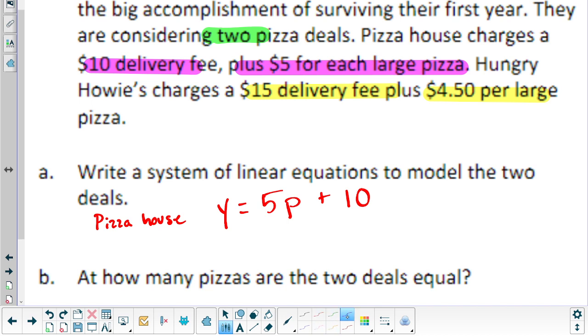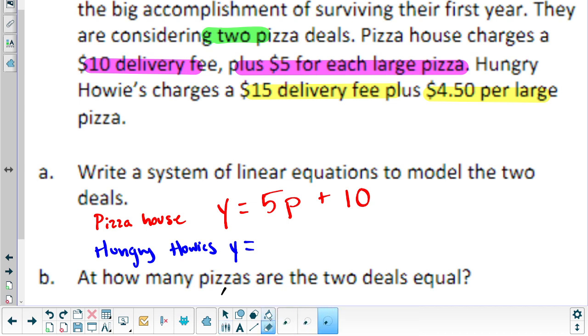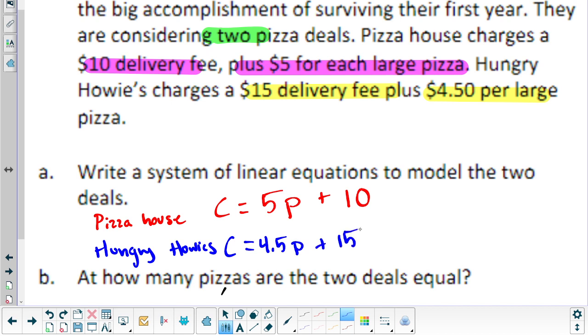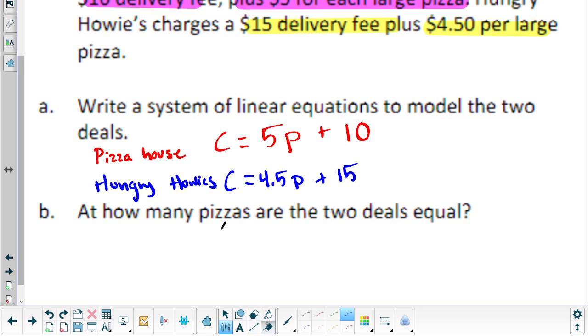And then for Hungry Howie's, I'm going to say y, which is my total cost. I guess I can just use a different variable for total cost. I could just say C for costs. So C for costs. Oops. C for cost equals $4.50 per pizza, 4.5p, plus a $15 delivery fee. Okay. Well, at how many pizzas are these 2 deals equal?